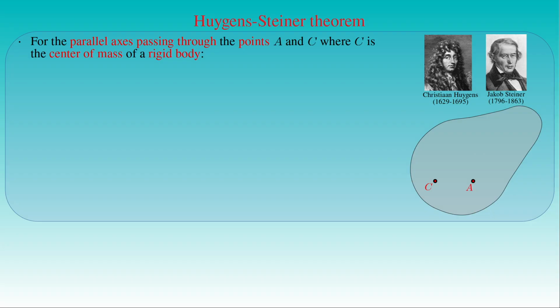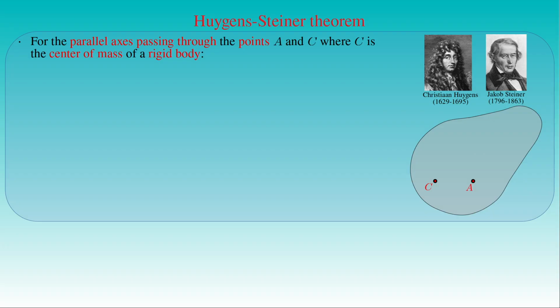Here the figure shows the cross-section of the body in a plane intersecting both the points A and C. The axes passing through the points A and C are perpendicular to this plane. The axis passing through the center of mass C of a rigid body is also called the central axis of the body. Obviously, the central axis of a rigid body is not unique since its direction is arbitrary. Now the direction of the central axis has the same direction as the axis passing through the point A.